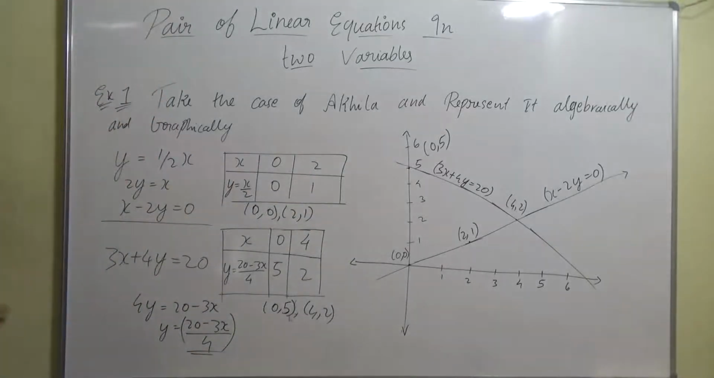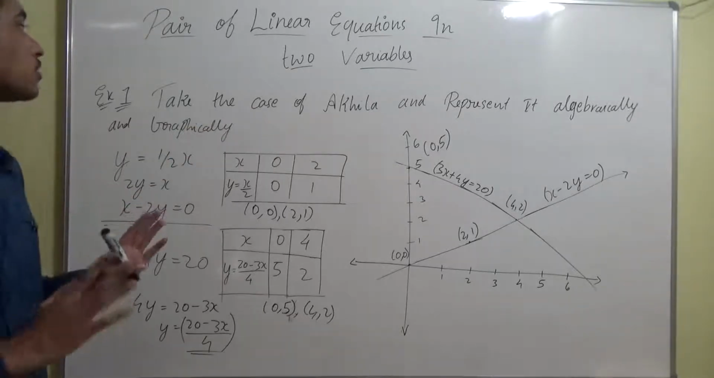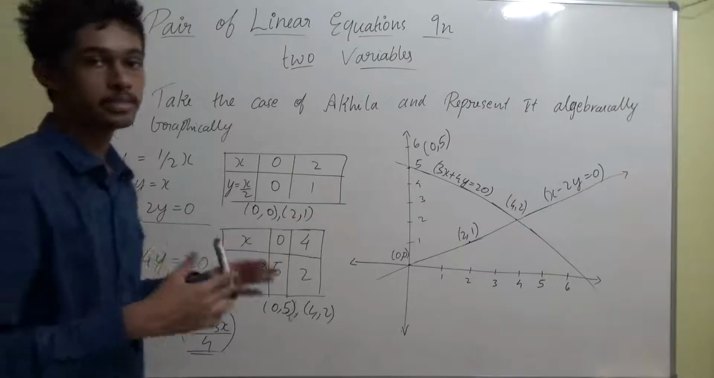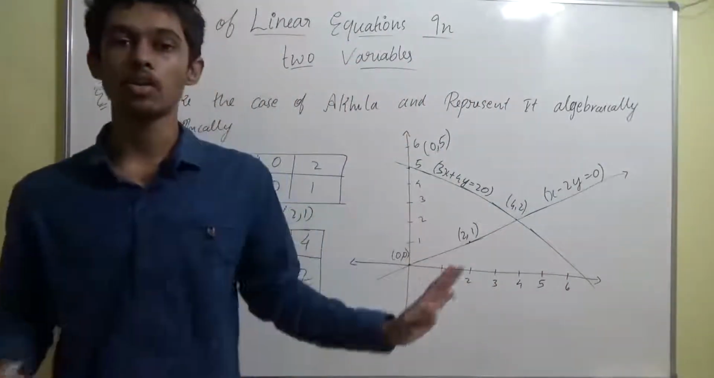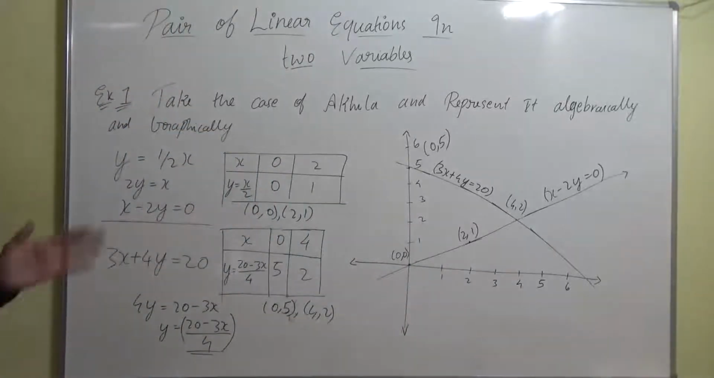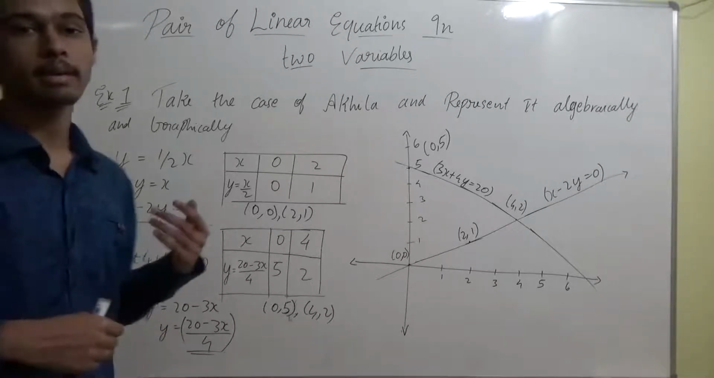Now if you see this graph, they are intersecting lines, right? They have not asked for the solution of this equation. In this question they have just said to represent. So this is the graphical representation of the equation of Aquila's case. This was the algebraic representation. That's it, guys. Example 1 is over. Now let's go to example 2.